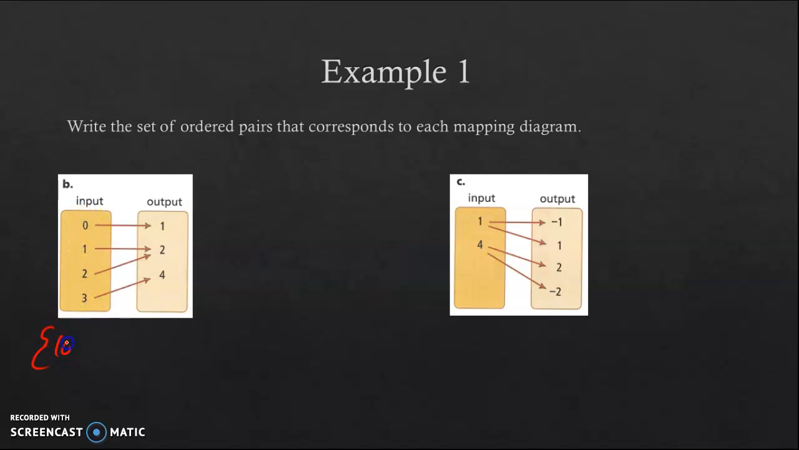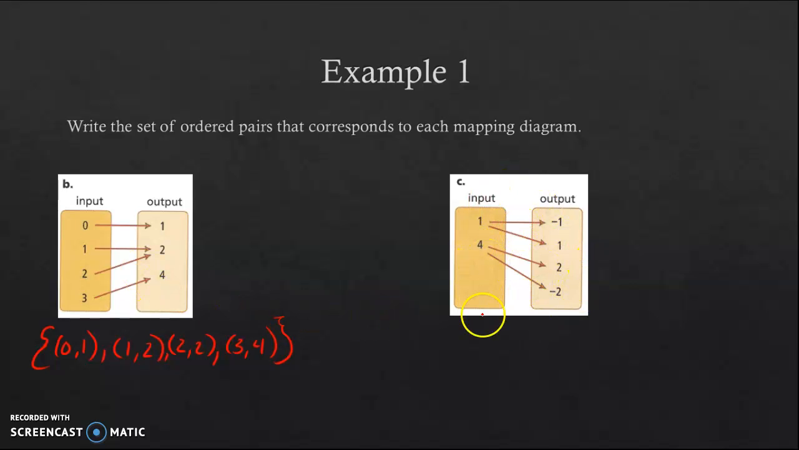So 0, comma 1, and then 1, comma 2, and then 2, comma 2, because it maps 2 to 2. Then our last one is 3 to 4, so 3, comma 4. And that's our list of ordered pairs. Sorry if we keep knocking things. So that's for our first example.